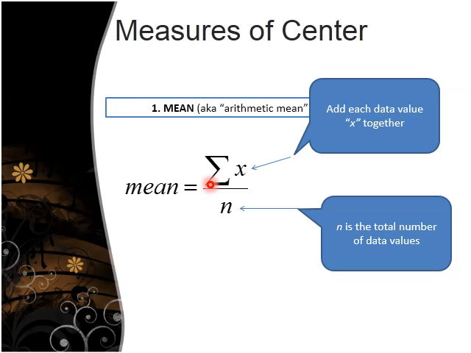But I'm not going to write it as i equals 1 to 7, which is the more official way to write it. We're going to be a little less formal and just write it with this sigma symbol, and we're going to assume that means add up all the data in the data set.